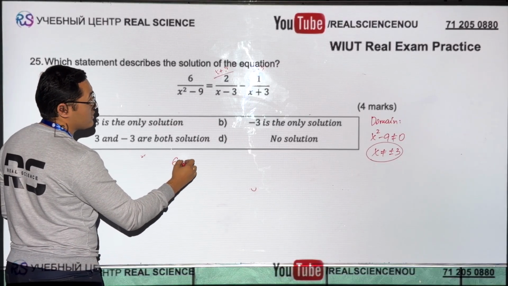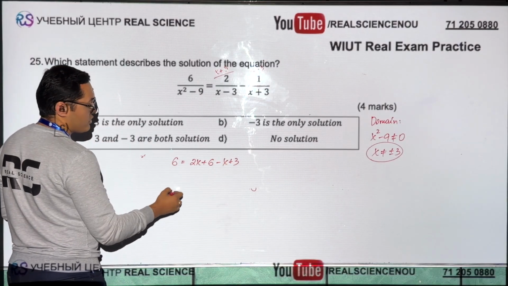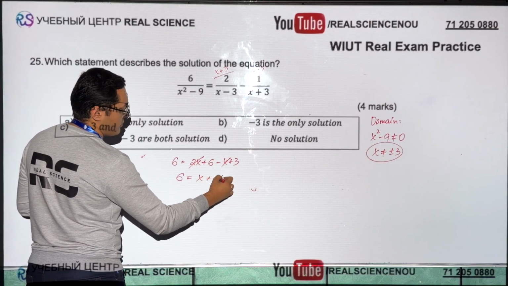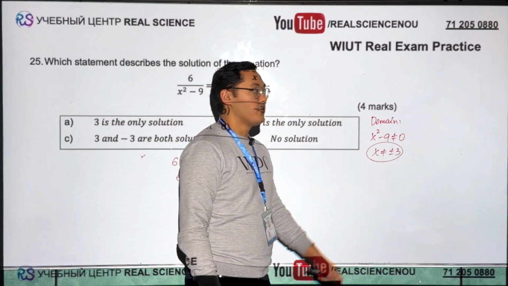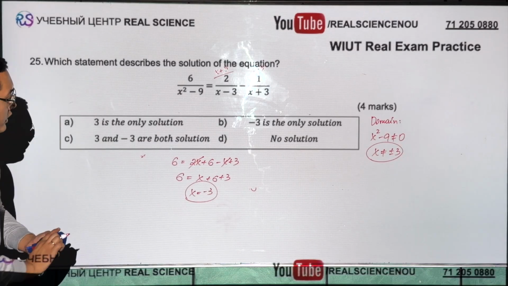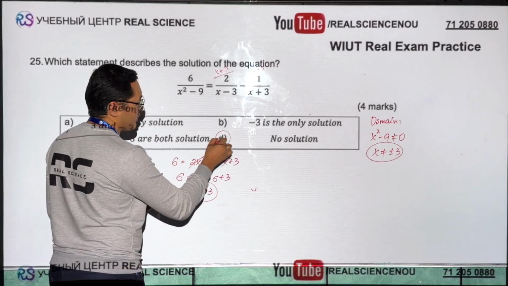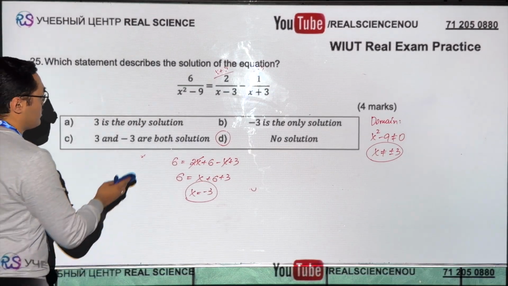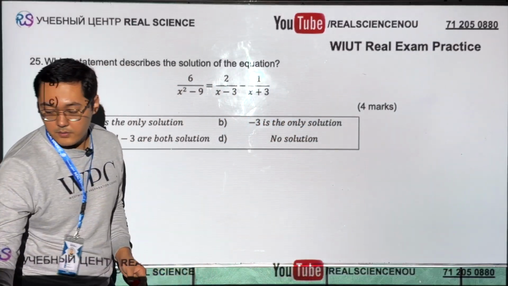Now, because we're given a common denominator, we can just write it right away. That's going to give us 6 is equal to 2x plus 6 minus x plus 3. Now let's solve that. That's going to give us 6 is equal to 2x minus x plus 6 plus 3. So x is equal to minus 3. But because we know that x cannot be equal to minus 3, there's no answer. The answer does not exist. Okay, let's go to the next one.